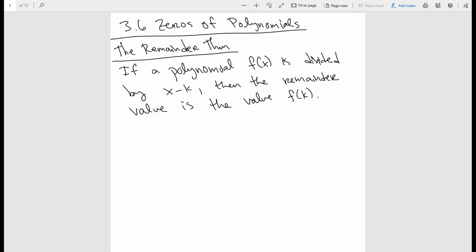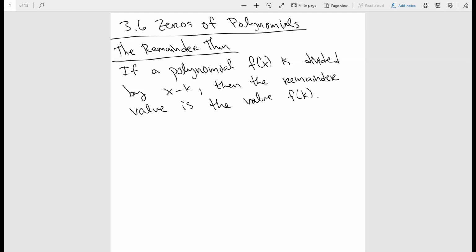This is 3.6, zeros of polynomials. So in the previous video, we talked about long and synthetic division, and now we're going to do zeros of polynomials, and you'll see that the synthetic division and long division are going to be very useful here.